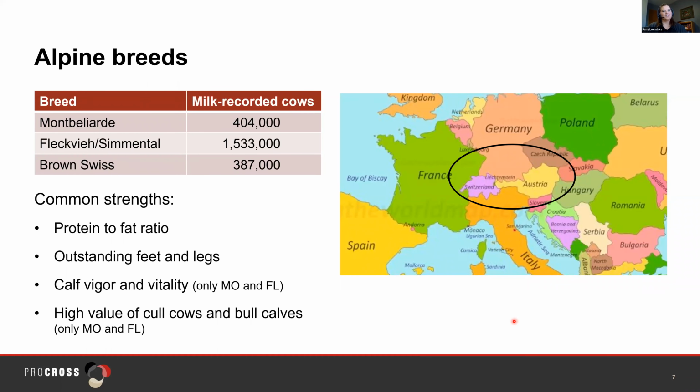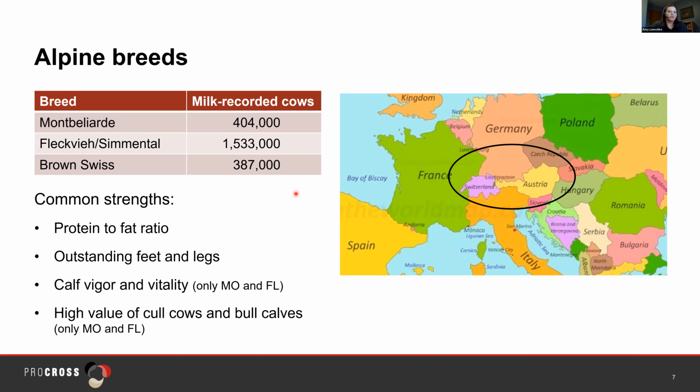So let's jump into these Alpine breeds here and talk first about their population sizes. They all have very large effective populations for selection, and that's really important. This cluster of Fleckvieh and milking Simmental, you might be kind of surprised at that, with 1.5 million cows. Yes, there's a lot of Fleckviehs in southern Germany, Austria, and the Czech Republic, and they contribute to this heritage of the Alpine breed cluster.